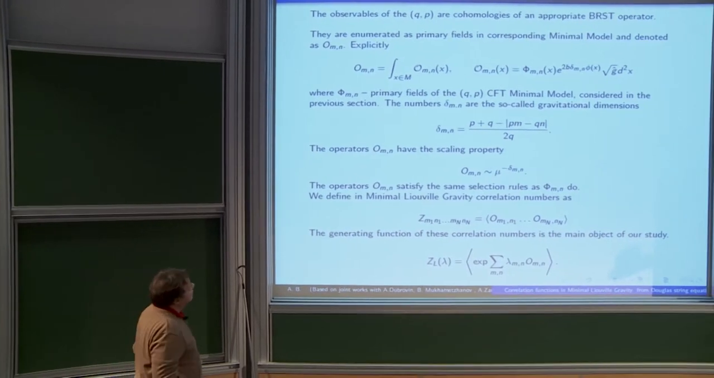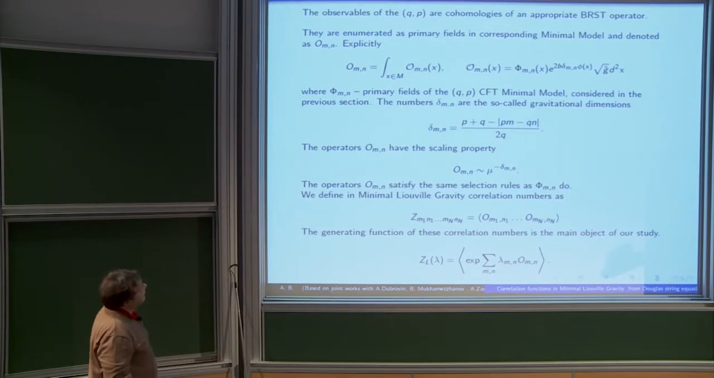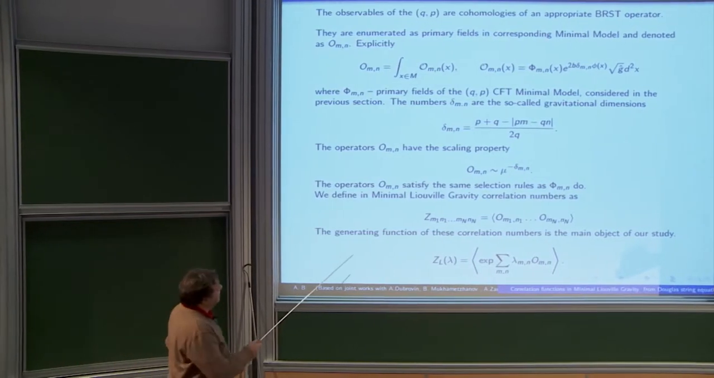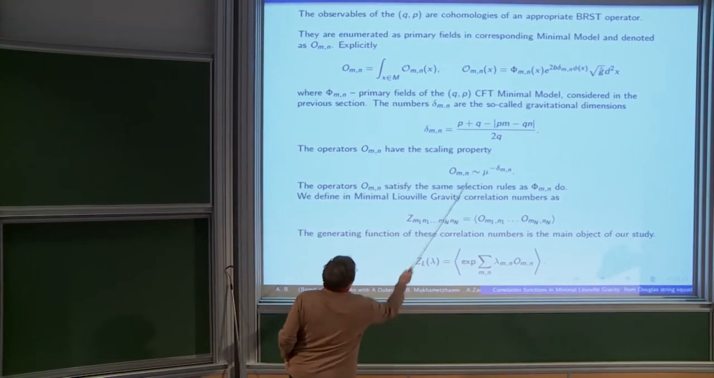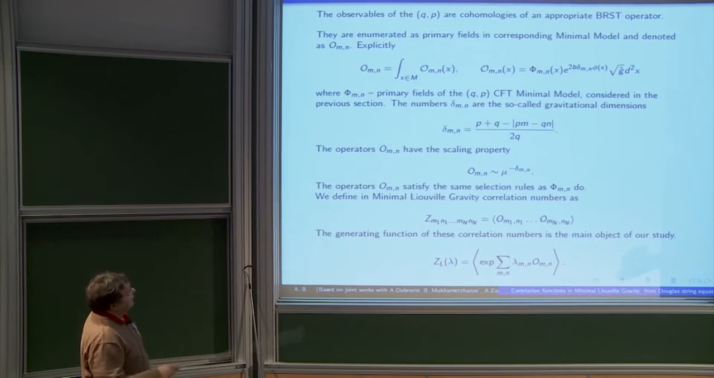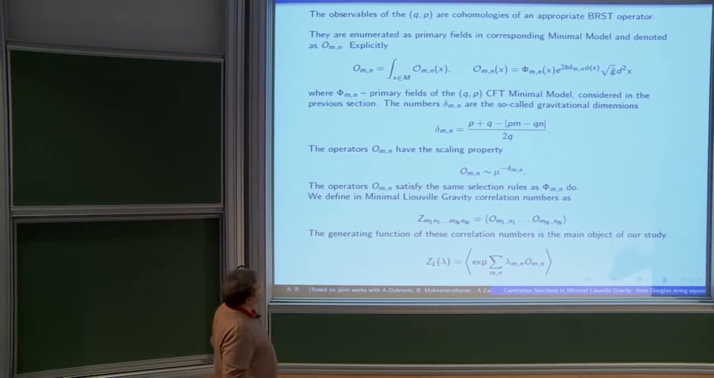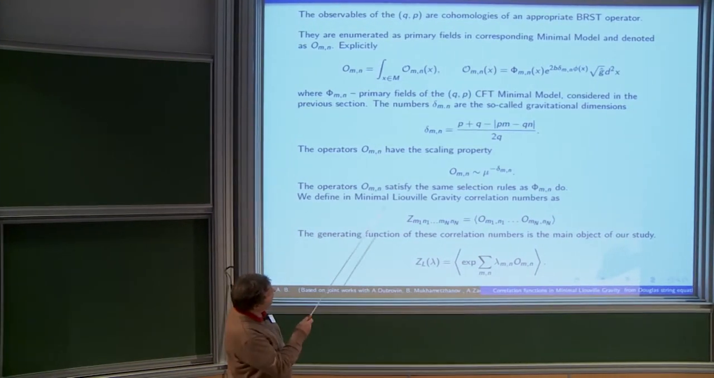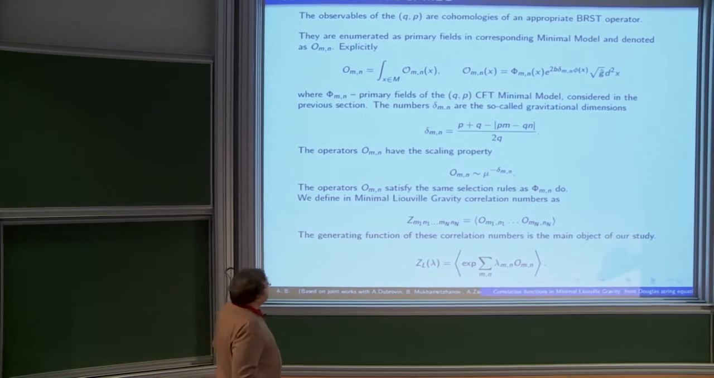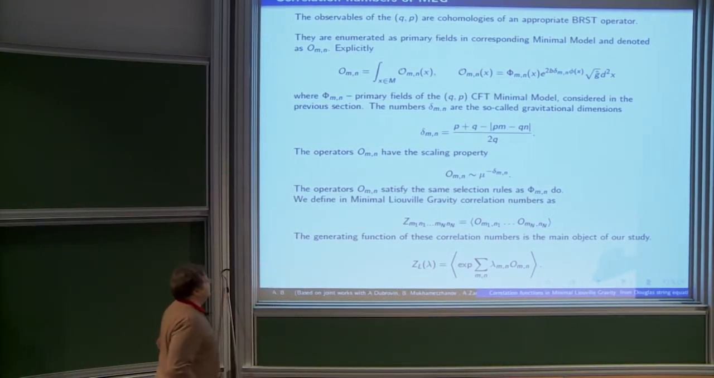It depends on the field phi_mn of the observables and on the model p, q. These operators have gravitational dimensions in terms of the cosmological constant mu like this, and they satisfy the same selection rules as the fields phi_mn from the matter sector. This is the definition of the correlation number, and this is its generating function.